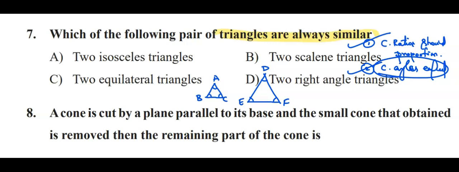Ratio means, for example, if you see a mountain, suppose this is the shape of a mountain ABC. This is the shape of one more mountain DEF. It is actually not one more mountain.